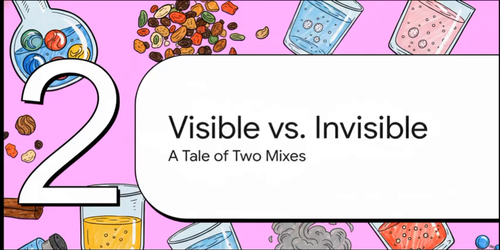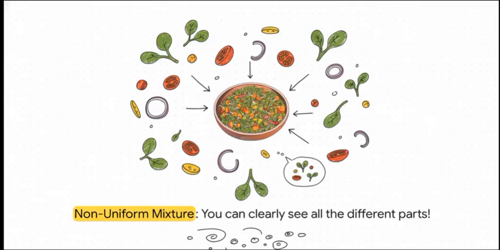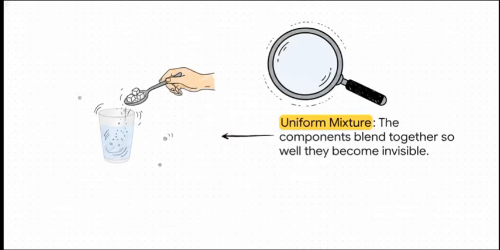Okay, but as you've probably already guessed, not all mixtures are the same. Some are super obvious and easy to spot, while others are kind of like masters of disguise. So let's go back to our sprout salad for a second. This is a perfect example of what we call a non-uniform mixture. It's called that because you can easily see all the different parts. The sprouts, the tomatoes, the onions, nothing's hiding. It's all right there.